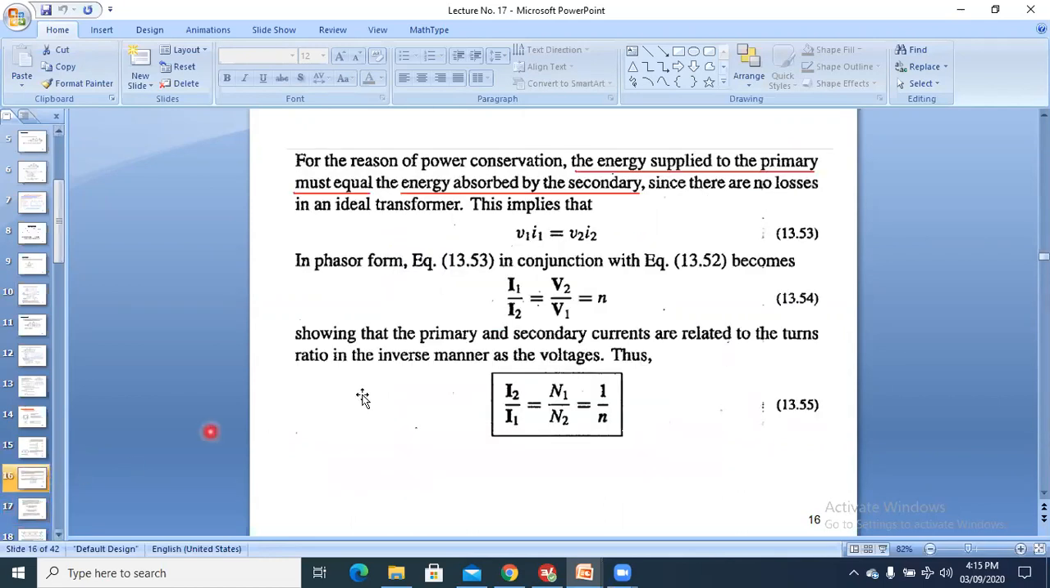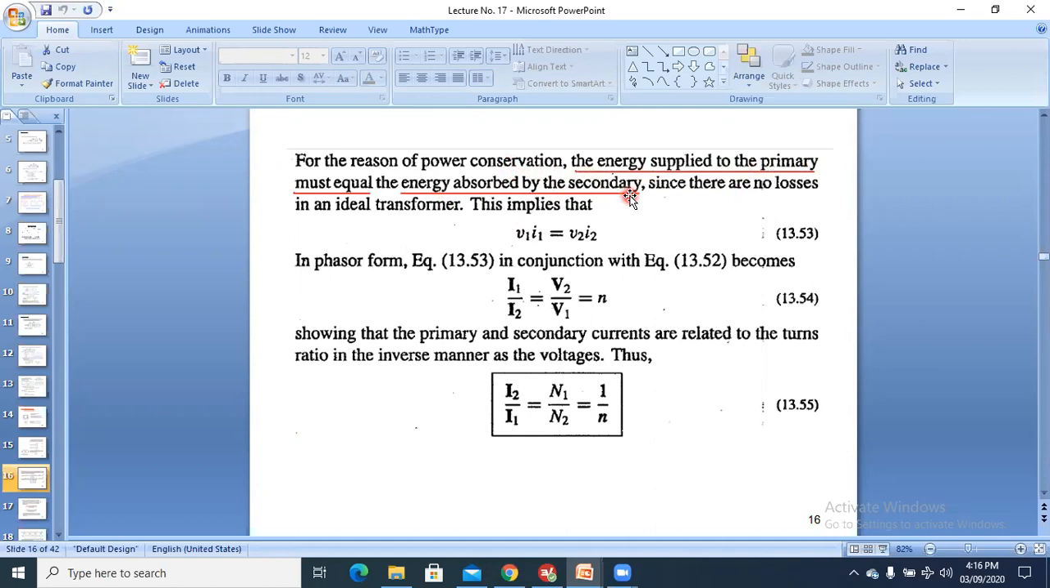Now we can associate the power. Because of the power conservation rule, the energy supplied to the primary coil must be equal to the energy absorbed by the secondary coil.